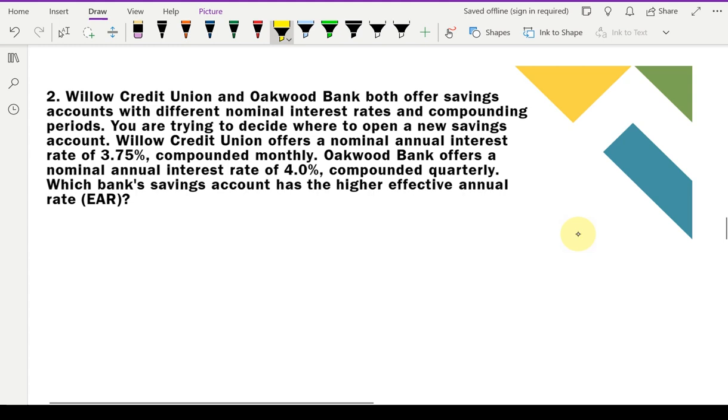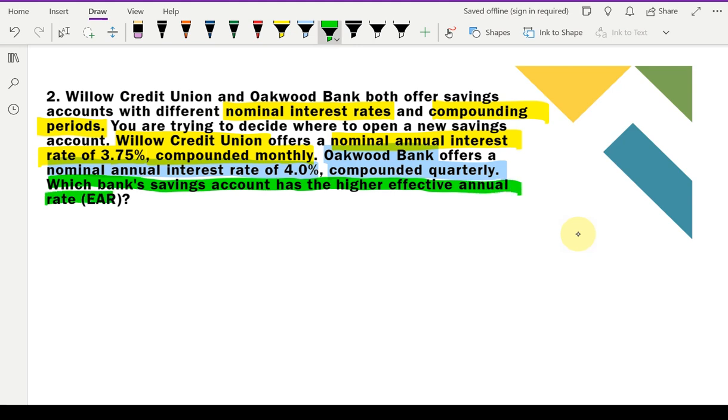Willow Credit Union and Oakwood Bank both offer savings accounts with different nominal interest rates and compounding periods. So you're trying to decide where to open a new savings account. Willow Credit Union offers a nominal annual interest rate of 3.75% compounded monthly. And I'm going to use a different color because it's changed. Oakwood Bank offers a nominal annual interest rate of 4% compounded quarterly. Which bank's savings account has the higher effective annual rate?